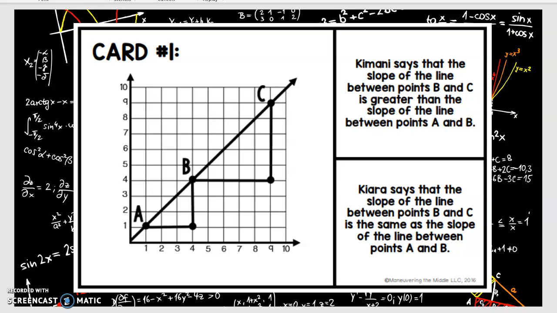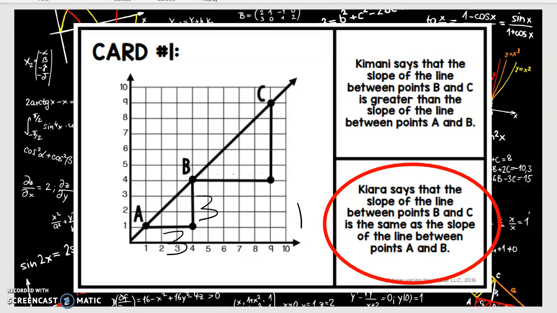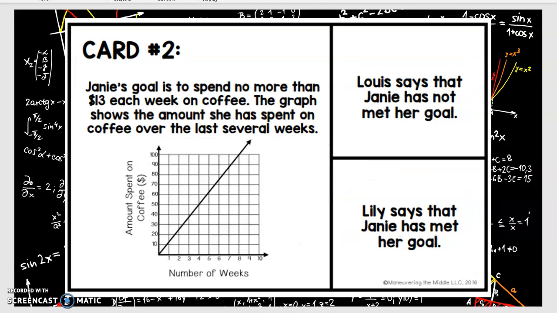All right? So here's our first card. Go ahead and push pause. All right, you should have pushed pause and then pushed play, and you were waiting for your answer. And so our answer on this one is Kiara. The reason that she is correct is because the slope for both of these is going to be the same. The first one, it's 3 over 3, which equals 1. The second one, it is 1, 2, 3, 4, 5 over 5, which is 1. So the slope for both of these is going to be 1.